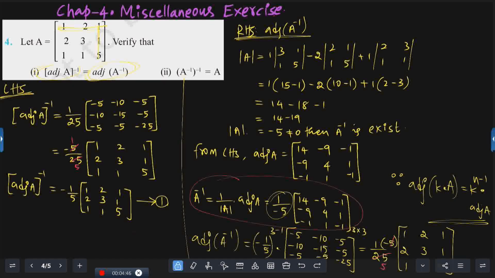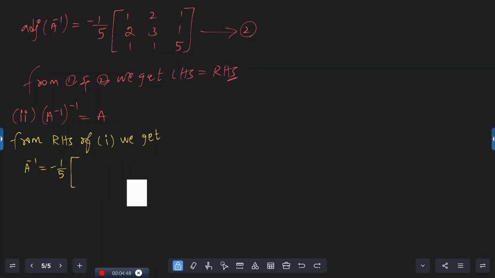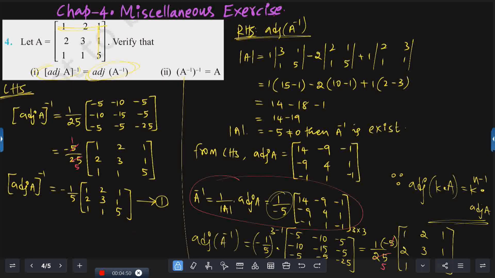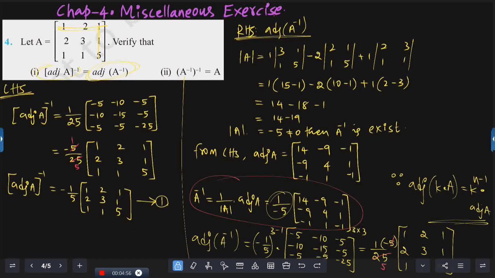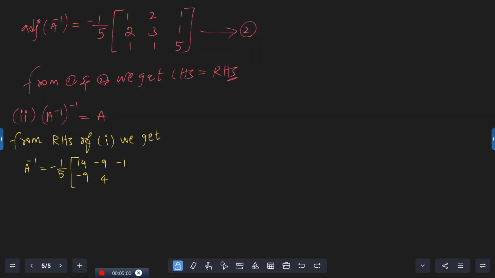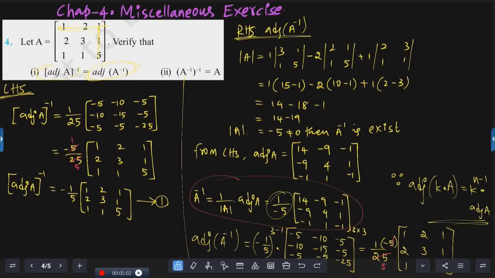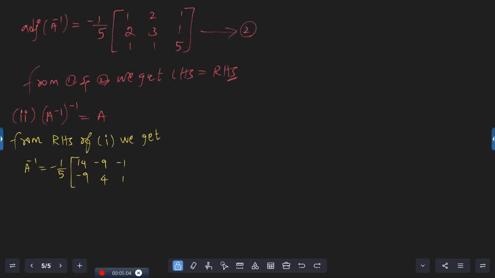Oh, sorry. This is the adjoint of A inverse. A inverse, what? 14 minus 9 minus 1. 14 minus 9 minus 1. One more time. Minus 9 4 1, and minus 1 1 minus 1. So this is the matrix we have there. Understand? This is A inverse.